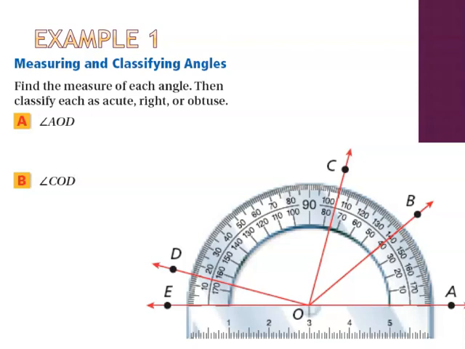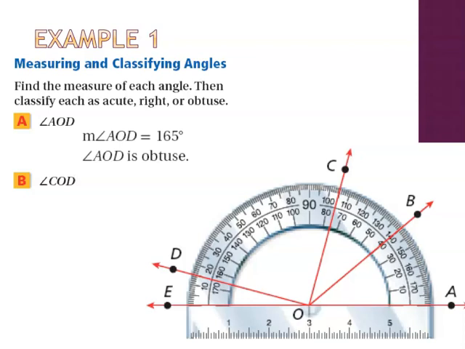Now if instead you used the top number, then at A you see we have 180, and at D we're at 15. So if you did 15 minus 180 and take the absolute value, that will also give you 165 degrees. And then to classify that, that is absolutely obtuse. It is between 90 and 180 degrees.